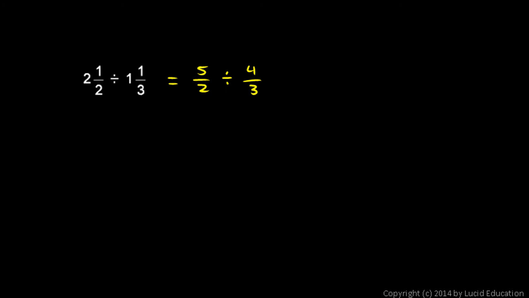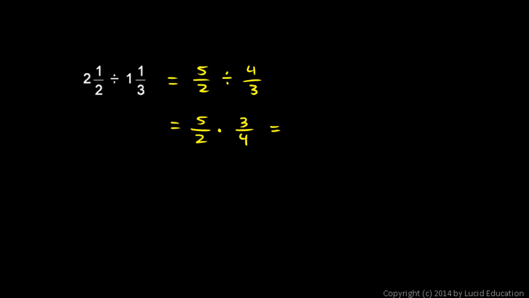Then I remember how to divide when I'm dividing by a fraction. Dividing by a fraction is the same thing as multiplying by the reciprocal of the fraction. So I'll write this as 5 halves times 3/4. Instead of dividing by 4/3, I'm multiplying by 3/4, and that's mathematically the same thing. Dividing by a fraction is the same as multiplying by the reciprocal of the fraction.